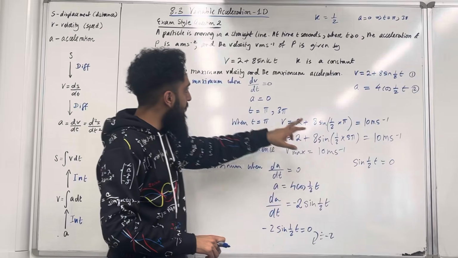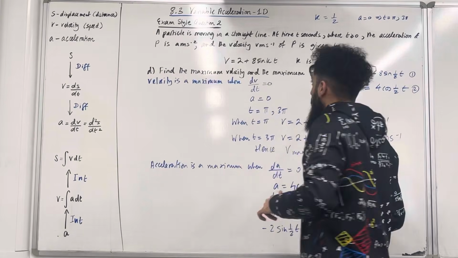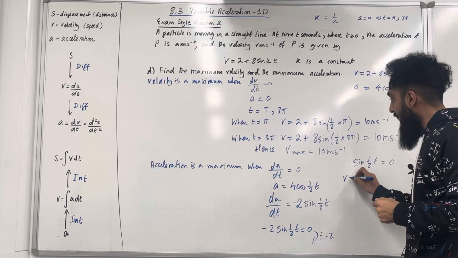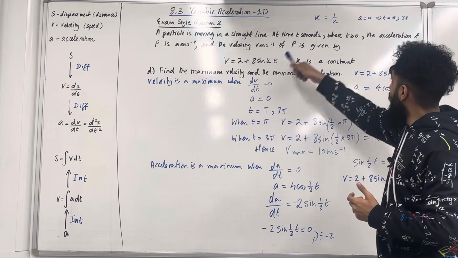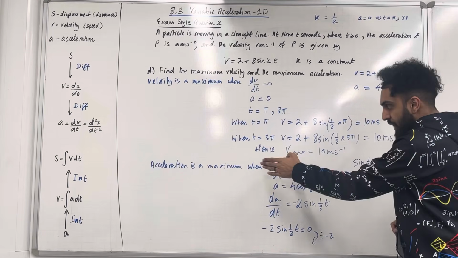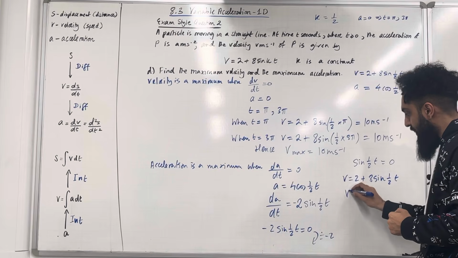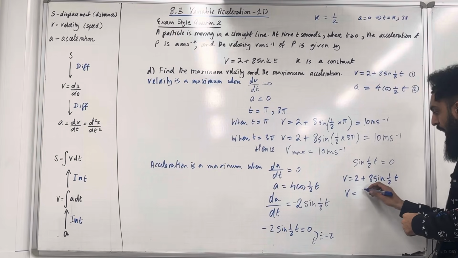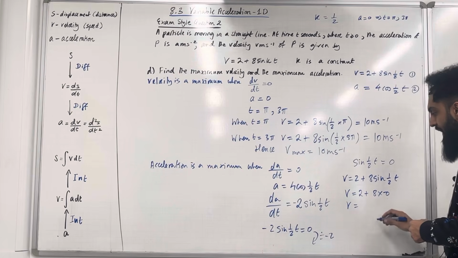Substitute sine a half t equal to 0 into the velocity equation. So we know that the velocity equation is equal to 2 plus 8 sine a half t. The acceleration is a maximum when sine a half t is equal to 0. So if we substitute sine a half t equal to 0, we get 2 plus 8 times 0. This gives us v equal to 2.